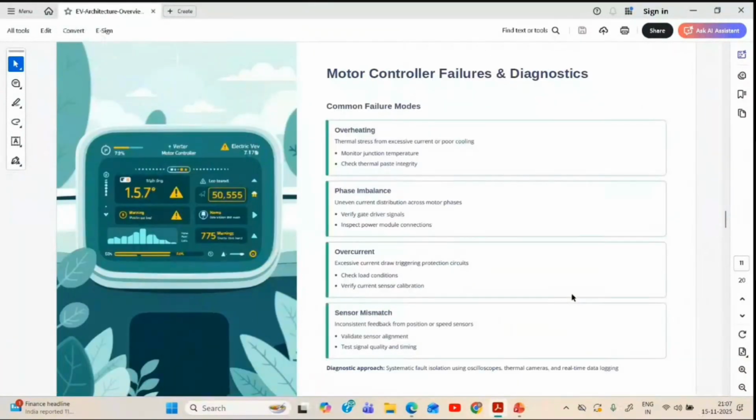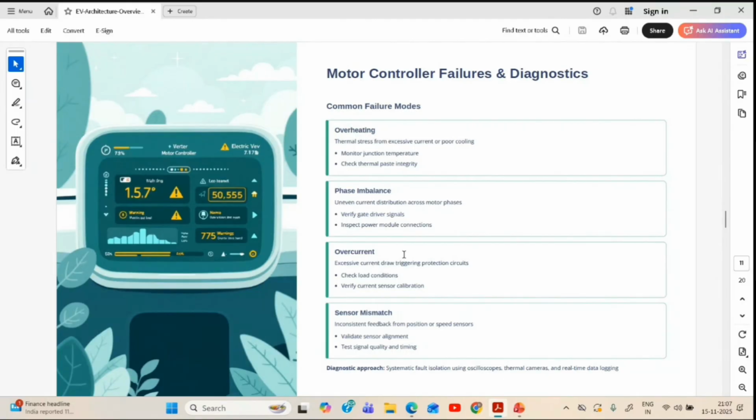Next, let us understand, in a motor controller, what are the failures we are witnessing? So we have said that among these four, in the questions I have said the four options, we can witness that this motor controller has more failures, right? So what are the reasons? Some of the reasons are overheating, phase imbalance, overcurrent, sensor mismatch. So there are some prominent reasons why motor controller failure is more.